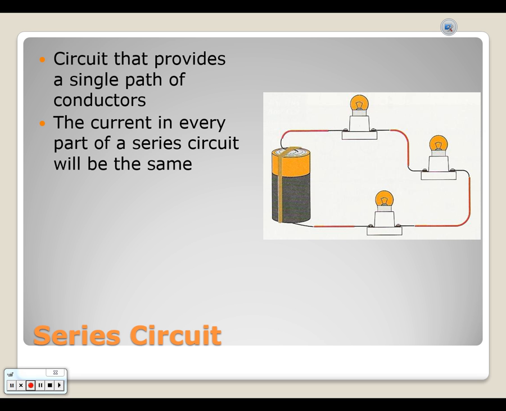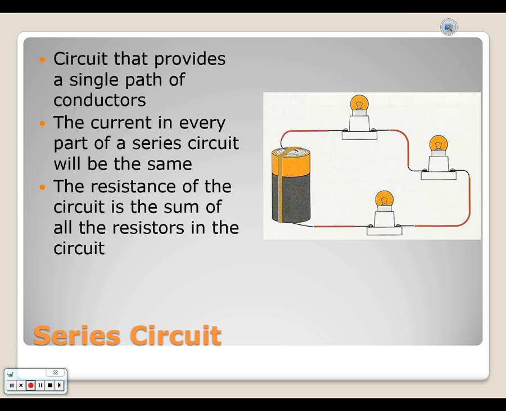And if there's only one path to follow, we can add resistance by adding more things into that path. If we add a fourth light bulb into this circuit, all of the charges have to travel through that fourth light bulb. So that adds more resistance, and with more resistance, generally what happens? You either need more power, or if you have the same power, you get lower current.